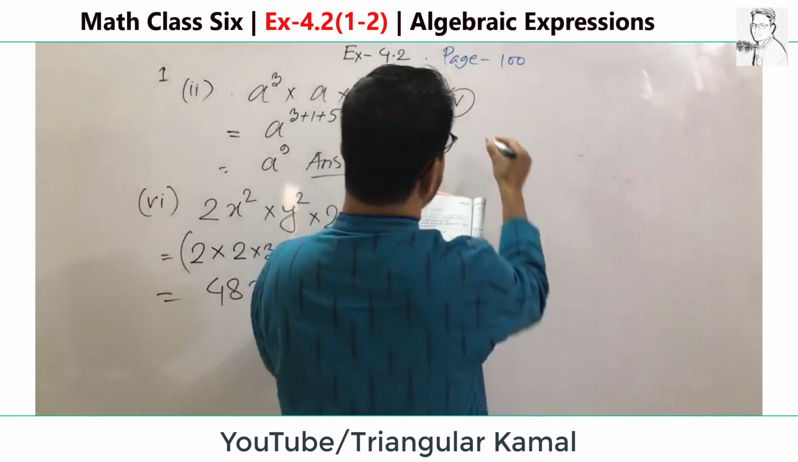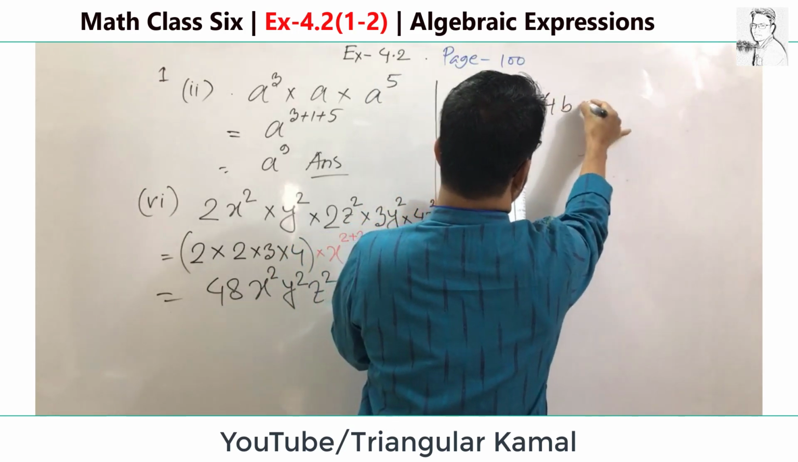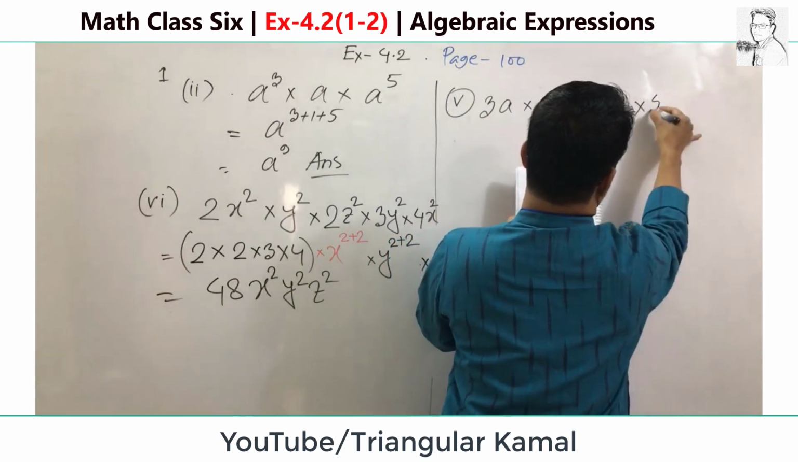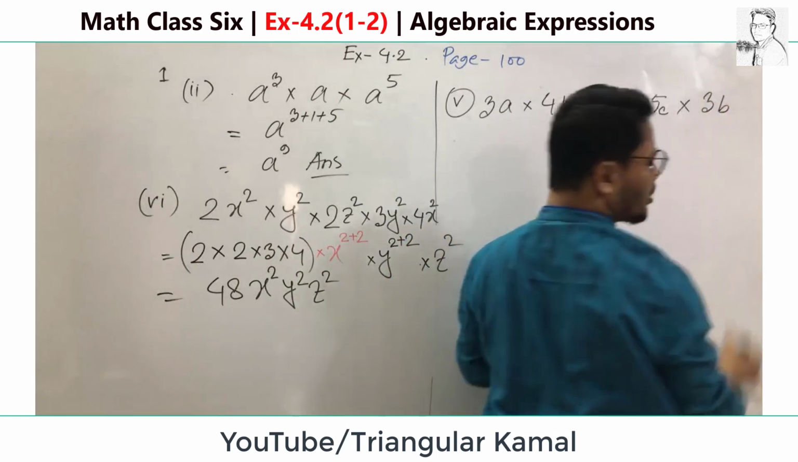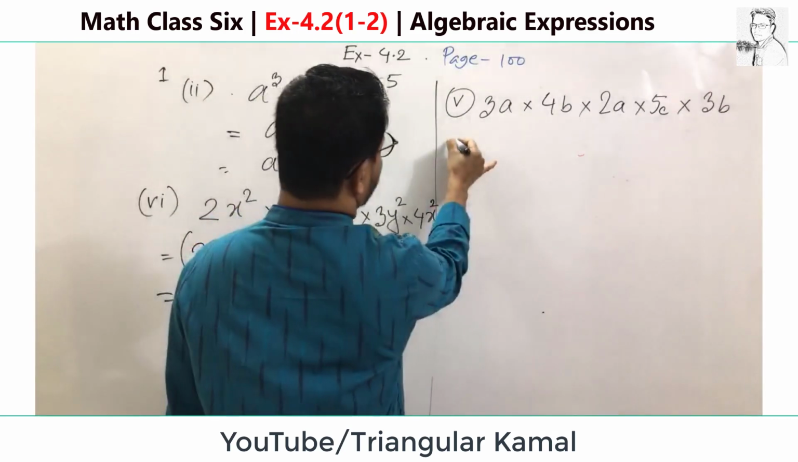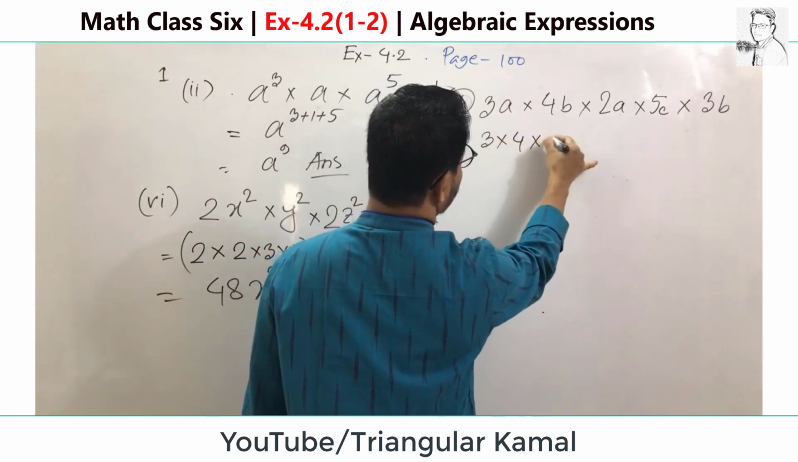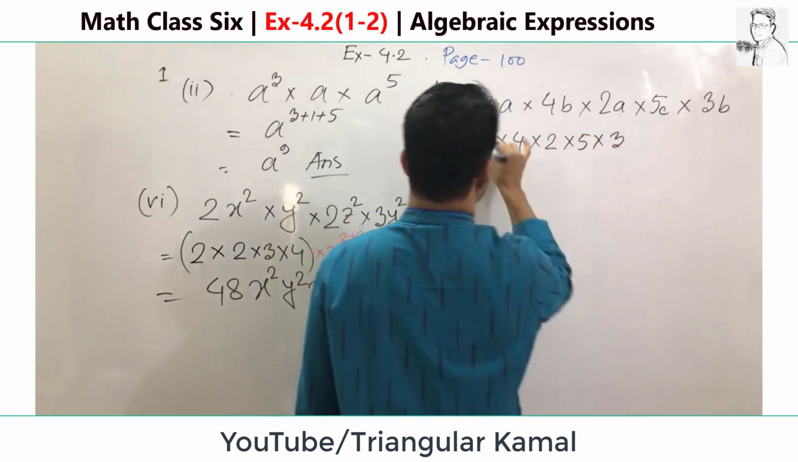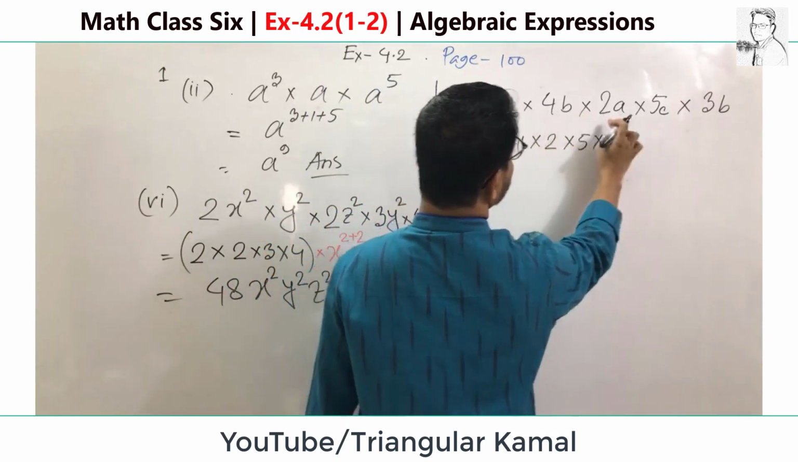This is the question number 5: 3a multiplied with 4b multiplied with twice a multiplied with 5c multiplied with 3b. Okay. What do we see here? The coefficients 3 multiply 4 multiply 2 multiply 5 multiply 3. They are all the coefficients. 1, 2, 3, 4, 5.